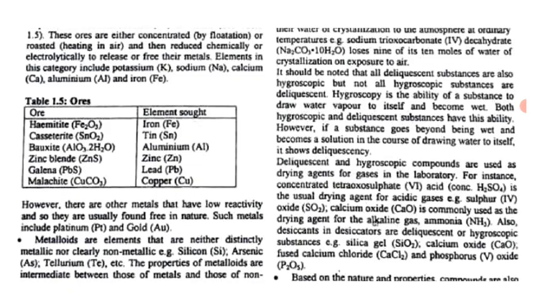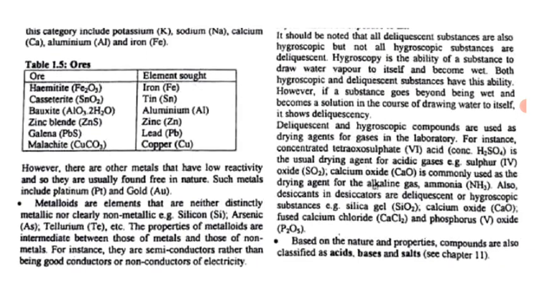Now, deliquescent and hygroscopic compounds are used as drying agents for gases in the laboratory. For instance, concentrated H2SO4 is the usual drying agent for acidic gases, like SO2, and we have CaO, calcium oxide. They are commonly used. Later on, we'll see real life application of these hygroscopic and deliquescent compounds in drying when we start to talk about reactions, and when we dive deeper.